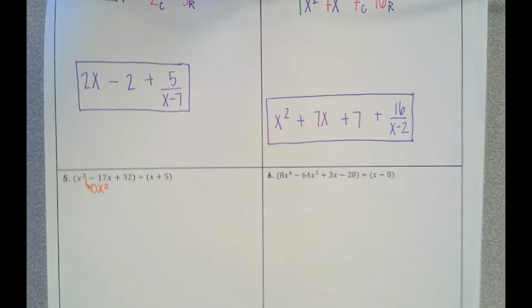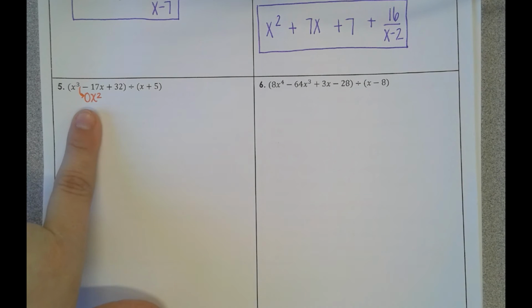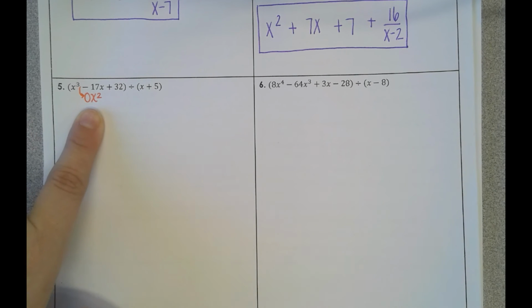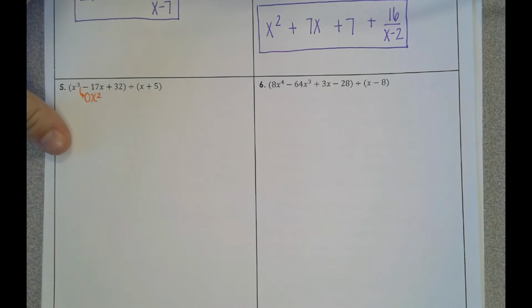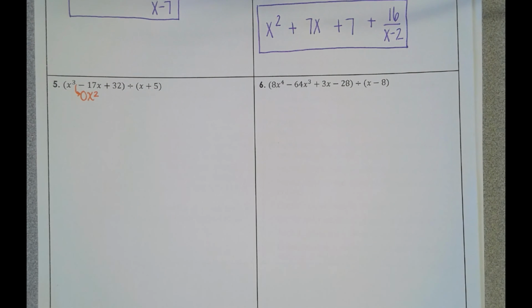So now on your quizzes that go with this, I actually went in, and if it was missing one, I already wrote in plus 0x squared. So you wouldn't have to worry about forgetting that. But these didn't have that. So the only difference is when we write our numbers across the top, we have to make sure we put a 0 in because it was missing the x squared.